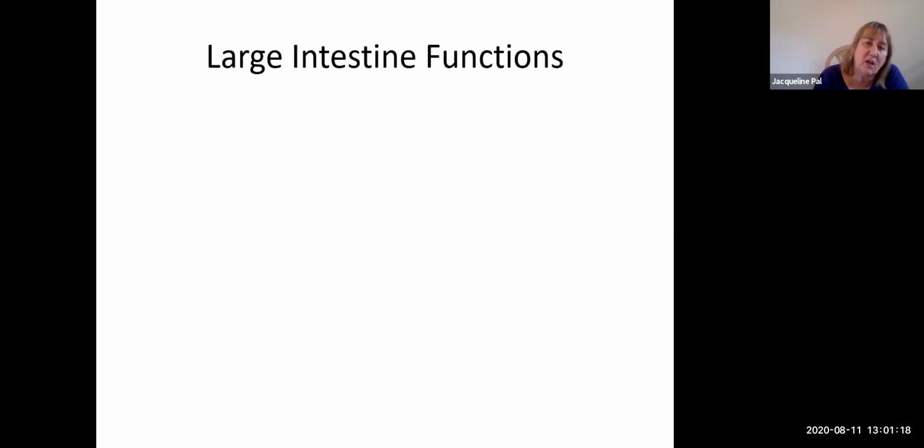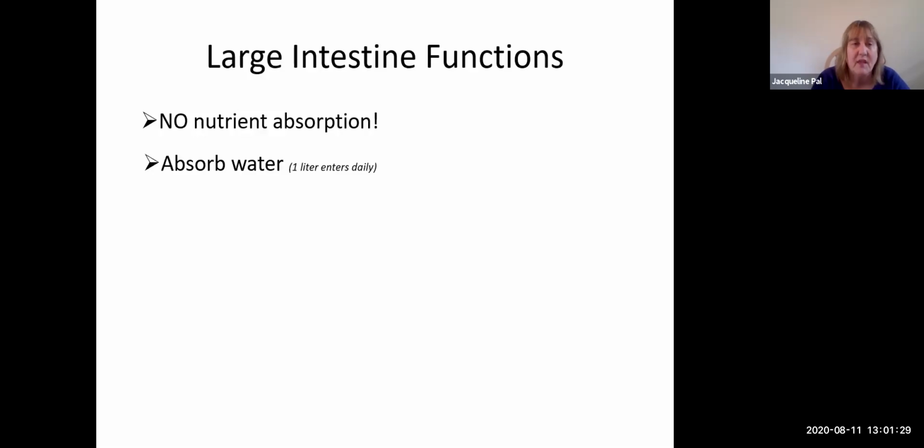So what does the large intestine do? Well, it doesn't absorb nutrients. And so if it hasn't been absorbed by the time it hits the ileocecal valve, you're pretty much out of luck. It does absorb the water, because remember, we had like 1.5 liters coming in from the saliva, and then another 1.5 liters from the food and the gastric secretions, plus the other liter the small intestine made. Well, the small intestine did a great job, but it didn't get it all absorbed. So there's still about 1 liter that enters your colon every single day.